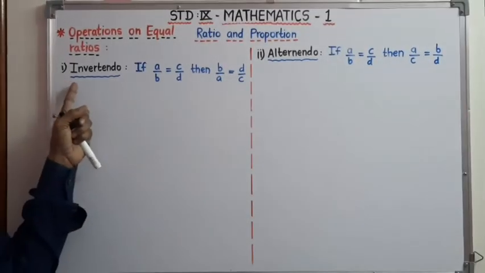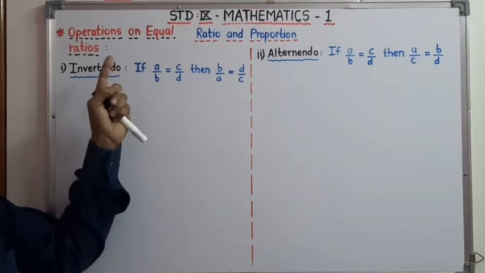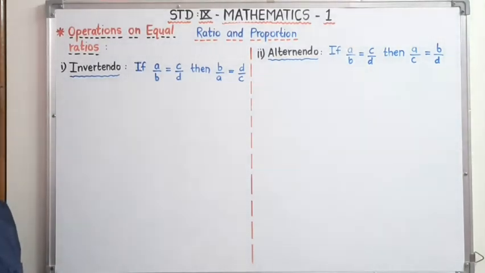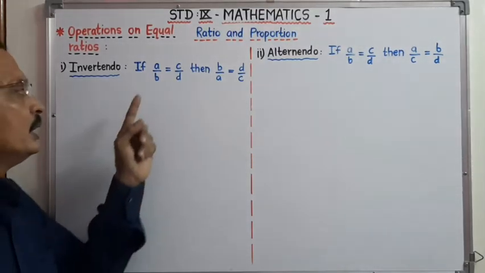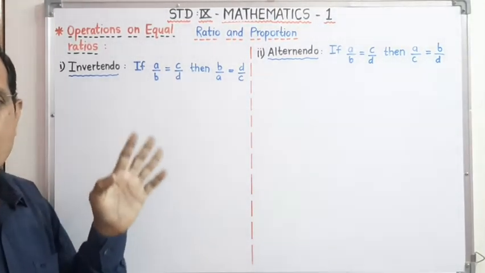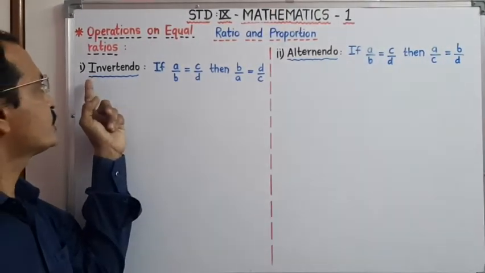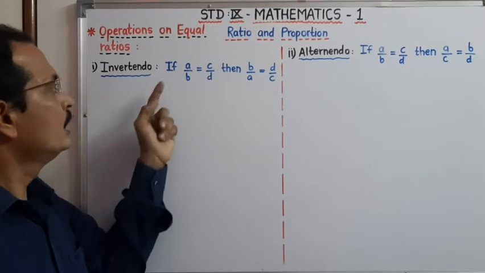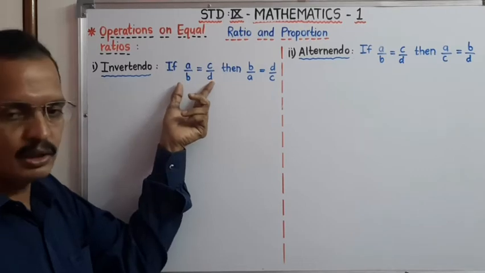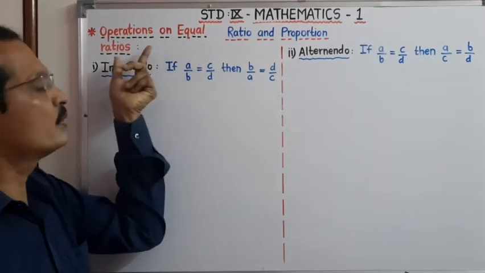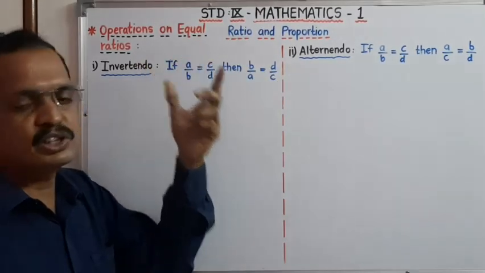Dear students, the first one is known as Invertendo. In this case, if the 4 numbers A, B, C, D are positive integers, this is the most important condition. That means A, B, C, D are 4 positive integers. Here, the first one is Invertendo. If A upon B is equal to C upon D, that means these two ratios are equal. Therefore, it is an operation on equal ratios.